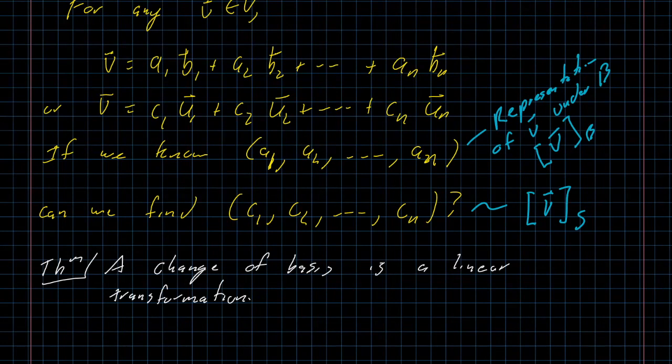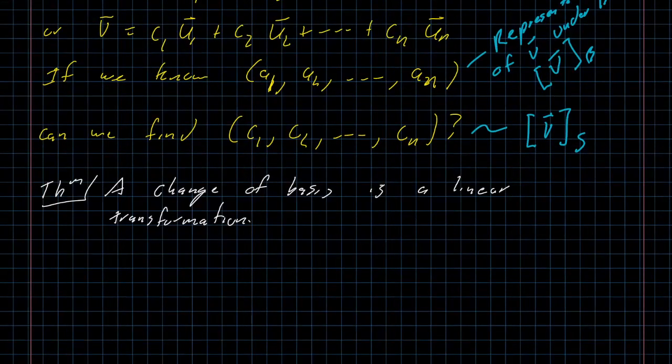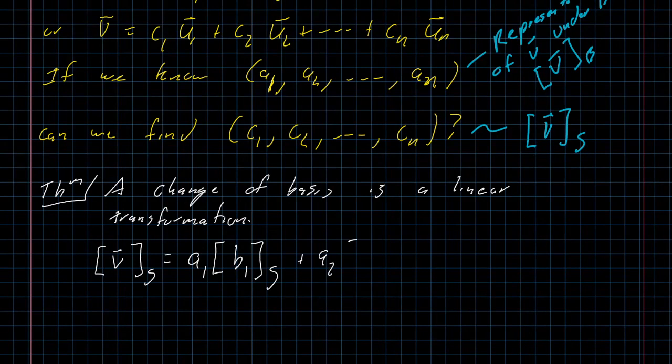I claim that a change of basis is a linear transformation. And it is defined as: the representation of vector v under S is a1 times the representation of b1 under S, a2 times the representation of b2 under S, all the way down to an times the representation of bn under S.